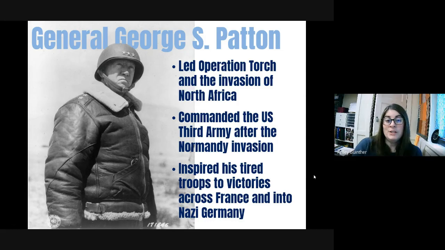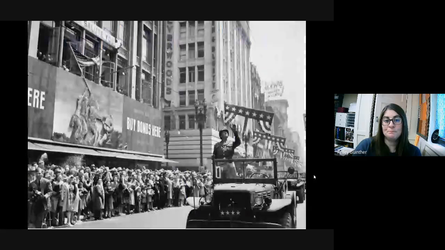Then once we moved into Europe, Patton commanded the U.S. Third Army after the Normandy invasion, or D-Day. He was very inspirational. So he was able to inspire his troops to victories across France and into Nazi Germany. So he was the one who kind of led the way for the Allied troops and was really pushing hard to get a victory. They had a parade for him when he got home.